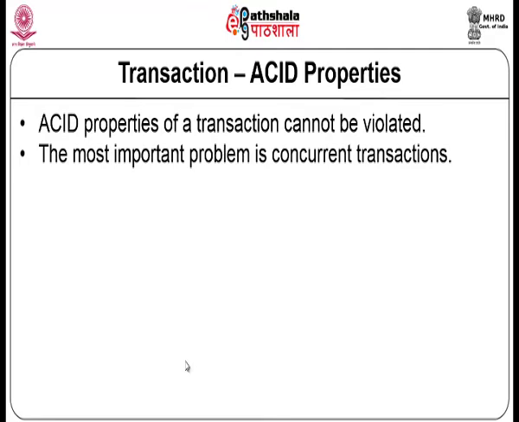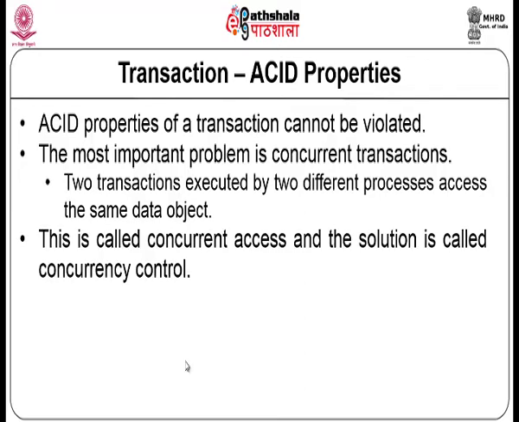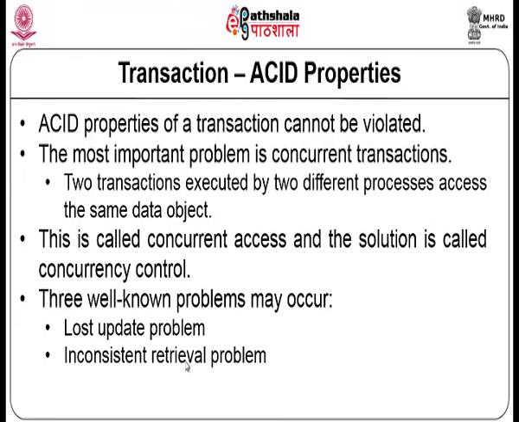The major problem comes in concurrent transactions. So, two transactions are executing in two different processes accessing the same data object, and both of them are trying to make some changes in the data object, and this will cause a problem in the consistency part of it. These are concurrent transactions, concurrent accesses, and the solution to this is called the concurrency solution. Three well-known problems may occur: the lost update problem, the inconsistent retrieval problem, and the incorrect read problem.